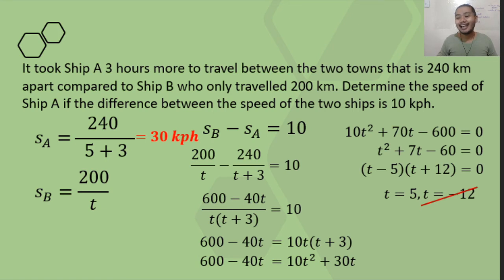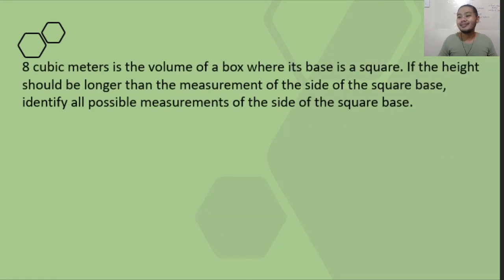Next example tayo. 8 cubic meters is the volume of a box wherein its base is a square. So, ibig sabihin, meron tayong box, yung volume niya, 8 cubic meters, tapos yung sa baba at saka sa taas, yung shape niya ay square. If the height should be longer than the measurement of the side of the square base, identify all possible measurements of the side of the square base.